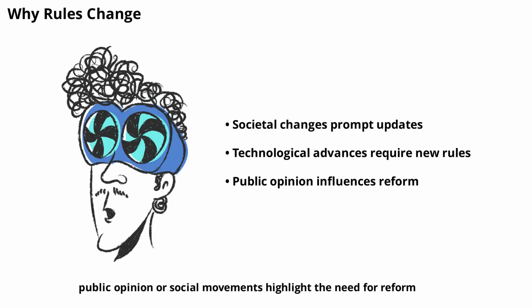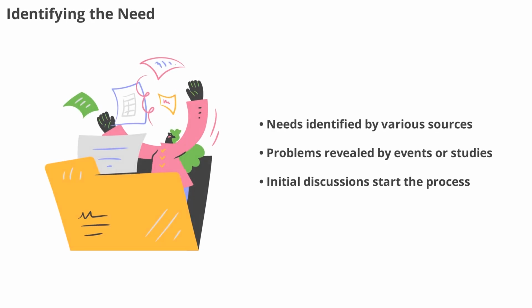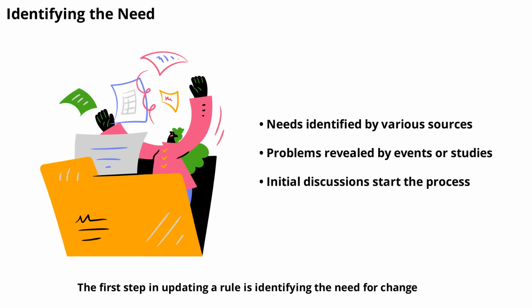Sometimes, public opinion or social movements highlight the need for reform. In other cases, court decisions or international agreements may require updates to national laws. All these factors contribute to the ongoing evolution of government rules. The first step in updating a rule is identifying the need for change. This can come from various sources: government agencies, lawmakers, advocacy groups, or even ordinary citizens.